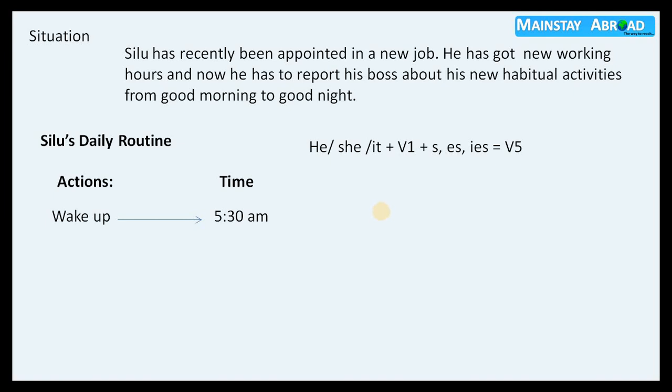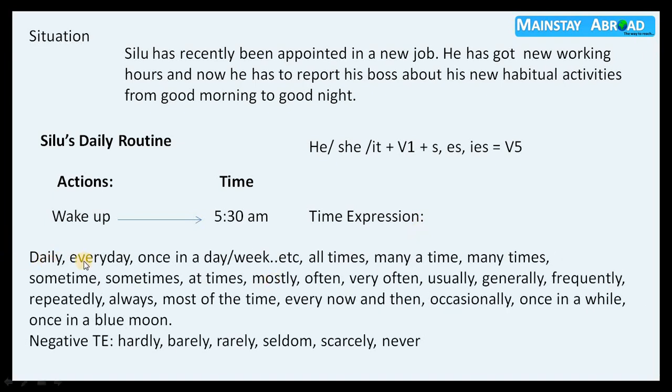So in this way you have to continue Silu's habitual actions, repeated action and regular action, with the help of this note. And here there will be a few time expressions. I would definitely recommend you to add them when you create the situation for Silu to speak and write a note about habitual action. These are: daily, everyday, once in a day, week, all times, many a time, many times, sometimes, at times, mostly, often, very often, usually, generally, frequently, repeatedly, always, most of the time, every now and then, occasionally, once in a while, once in a blue moon.